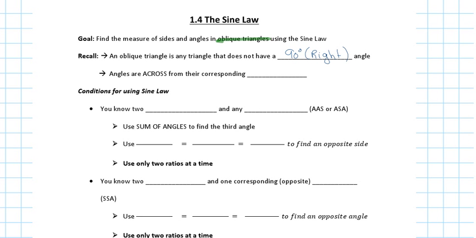Angles are across from their corresponding sides, right? So whenever I'm naming the triangle, always remember angle A, side A. Angle B, side B. The side across from an angle has the letter that belongs to it. They correspond.